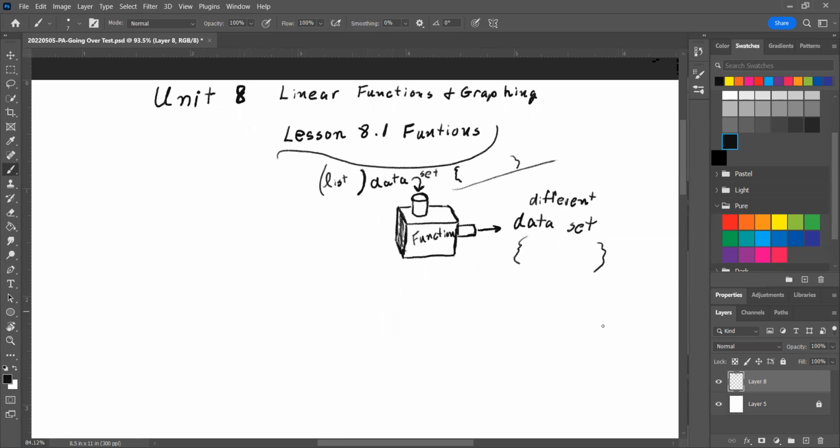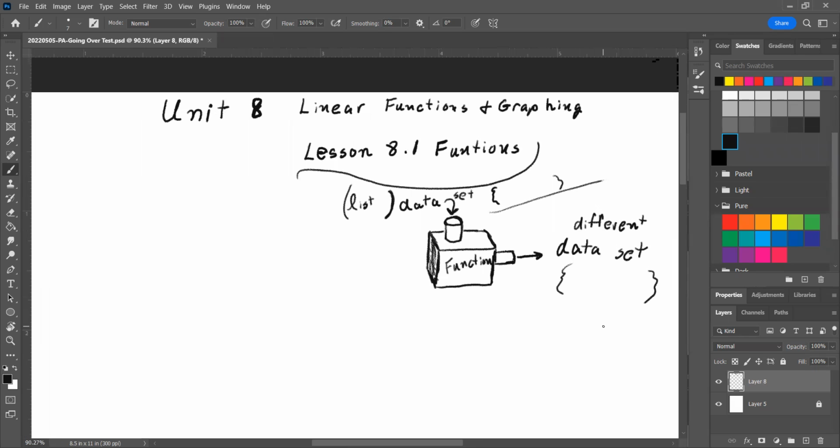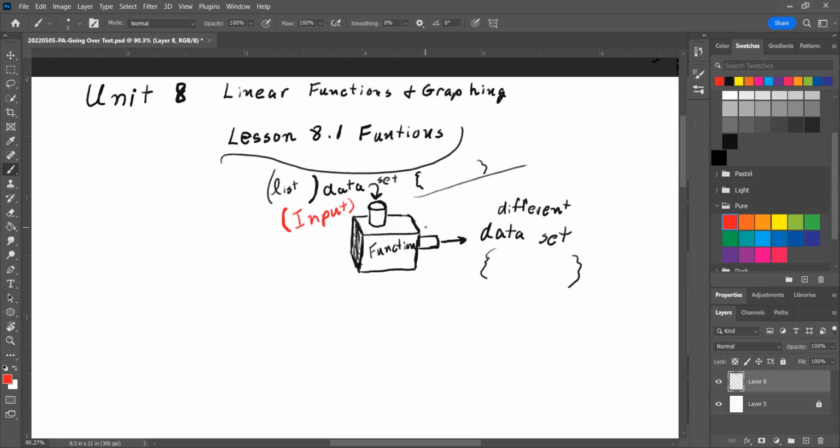But before we do that, we could give some names to these two data sets. This first data set that's going into the function is the input. Astonishing. So what do you think this other side is going to be? Output. My gosh, y'all are brilliant.